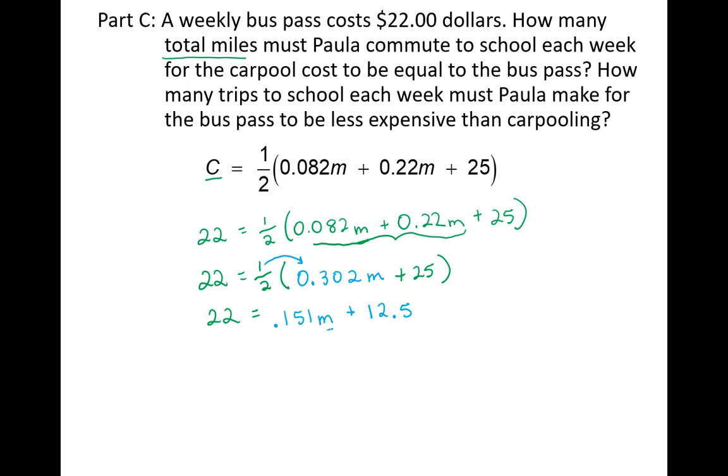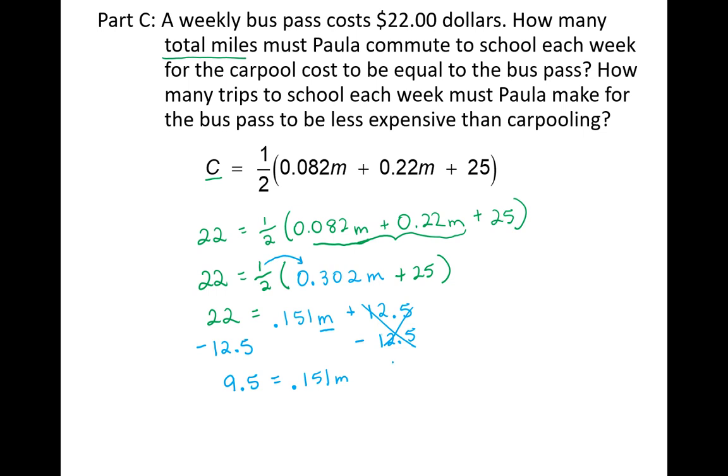We're still trying to get this M all alone. Our next step is going to be to subtract 12.5 from both sides. 22 minus 12.5 is 9.5. It equals 0.151 M. 12.5 minus 12.5 is 0, so that's gone. We just had to do the same thing to both sides.